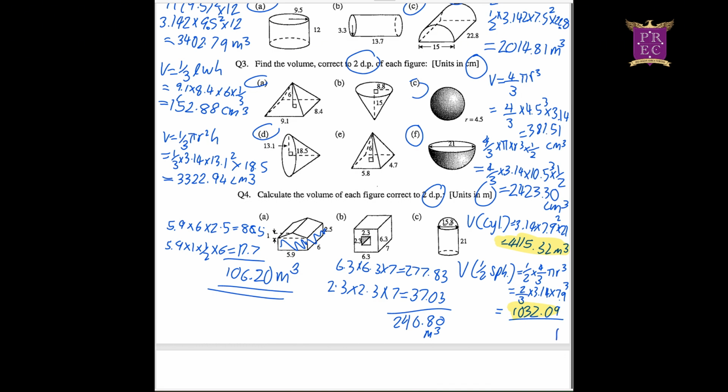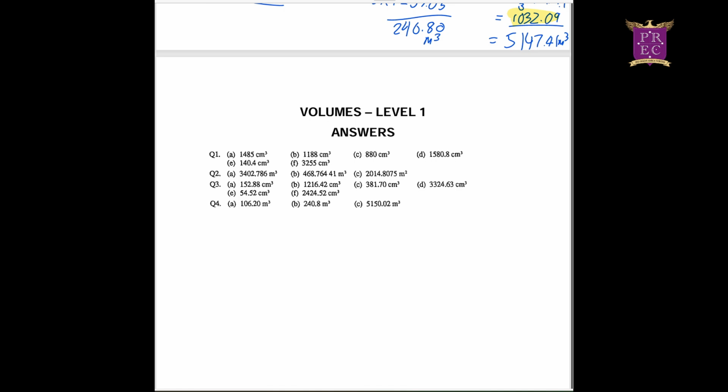5,147.41 meters cubed. And that's it. That's our answer. All right. Always remember, these answers might be a little off because they might have used a different decimal for pi, but as long as the answer's almost there, you should be on the right track.